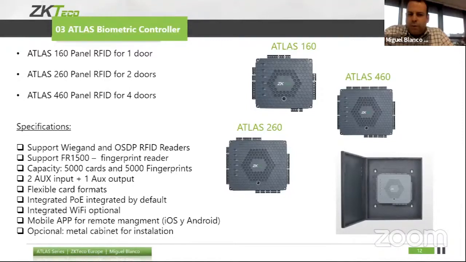This controller supports Wiegand and OSDP readers, and additionally, we allow the use of an FR1500, which is an RS-485 fingerprint reader. Capacity is also 5,000 cards and 5,000 fingerprints. With this controller, we also have an additional auxiliary input port. The rest of the configuration specifications are the same.